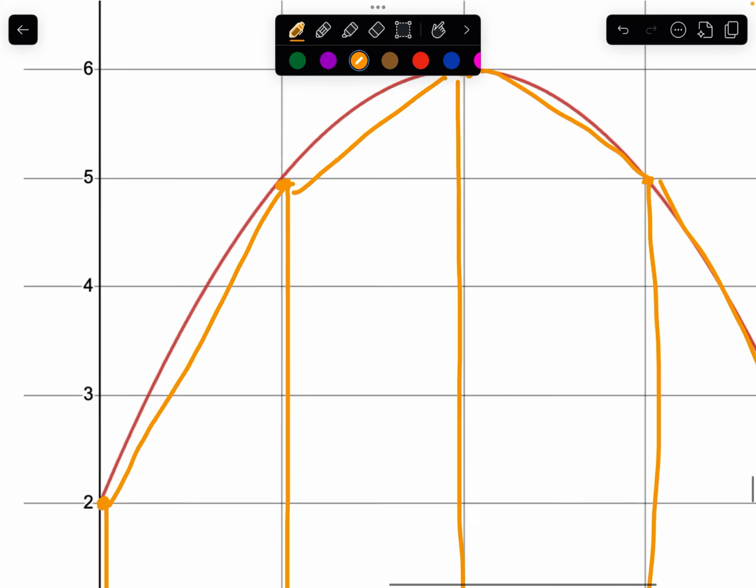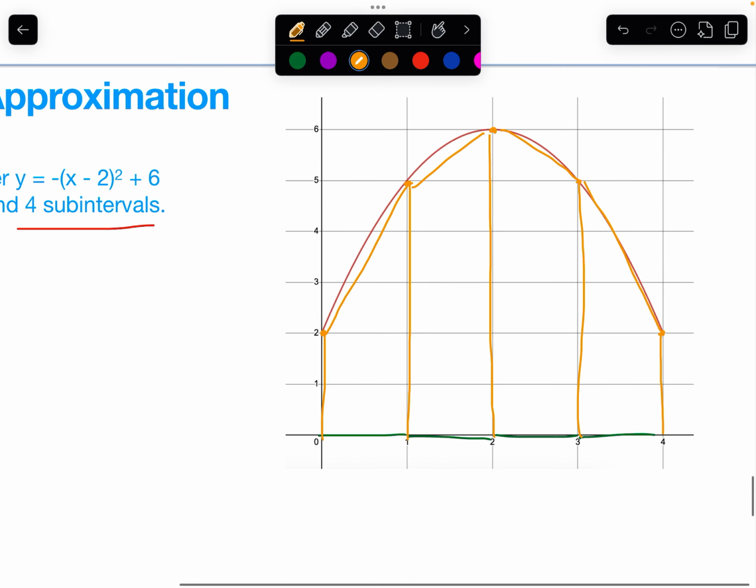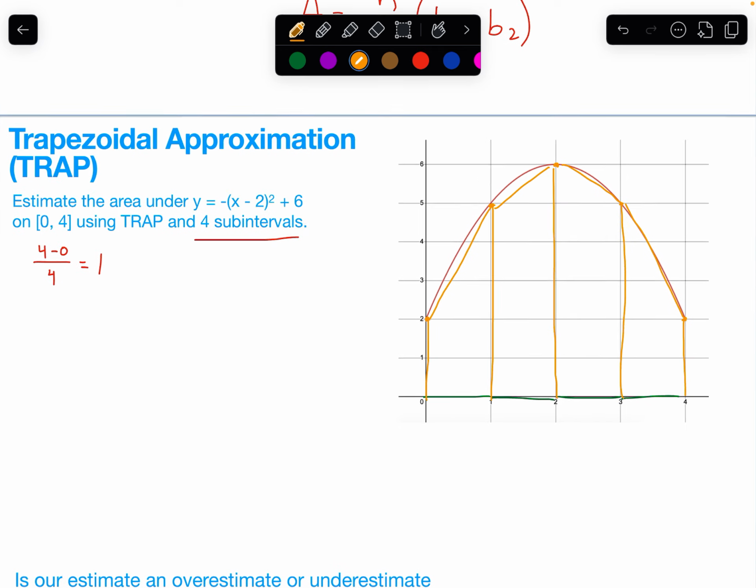Now it does look like we're going to get an underestimate here because we have these little slivers up top that we're missing. You're going to explore that a little bit more. When does trapezoidal approximation result in underestimates and overestimates? You'll explore that a little bit in the homework assignment that goes with this.